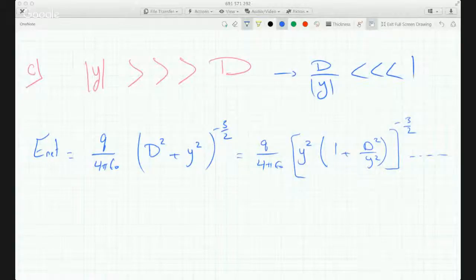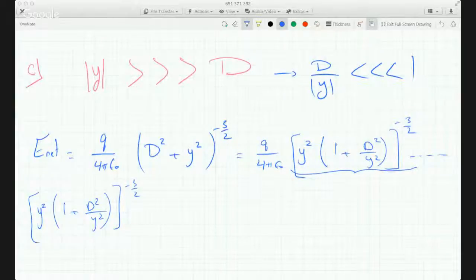So we get y squared times 1 plus d squared over y squared, and the whole thing is raised to the minus 3/2. So I'm just taking this piece and I'll see what that gets me. So that becomes y to the minus 3, because you multiply 2 times minus 3/2, you get minus 3. 1 plus d squared over y squared, to the minus 3 over 2.